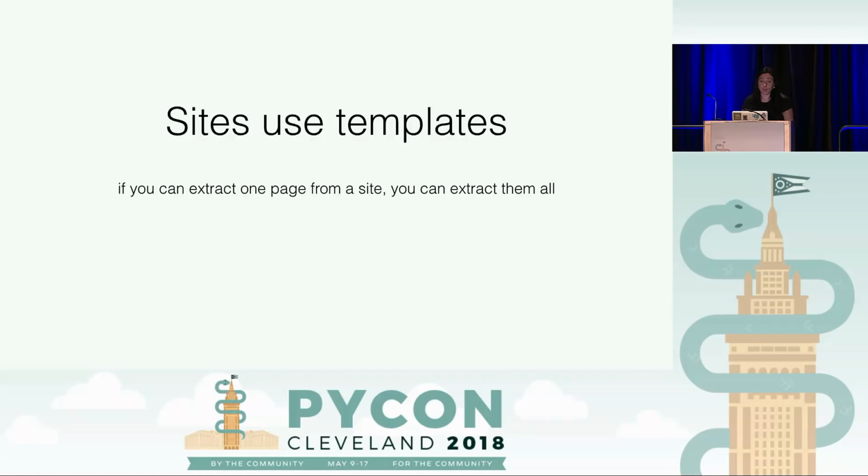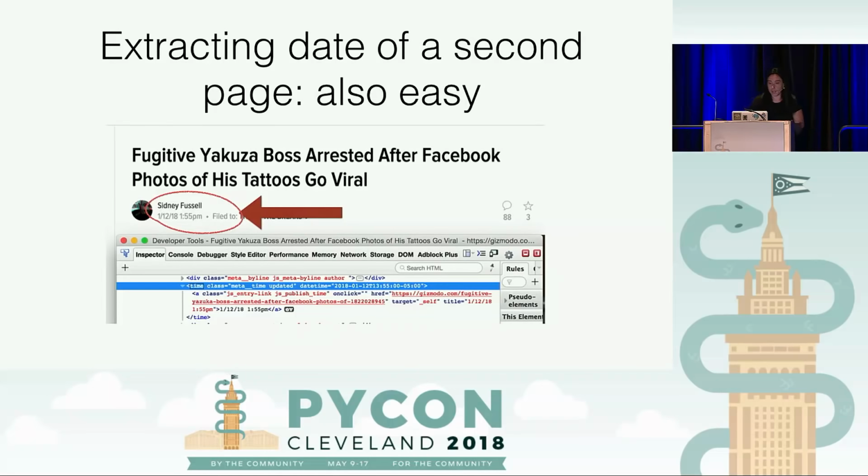Sites use templates, so if you can extract the date from one page on a site, you can typically get them all. So if I can get it from that one New York Times page, I can usually scrape the entire New York Times. Getting the date of a second page or a second site is also pretty straightforward.